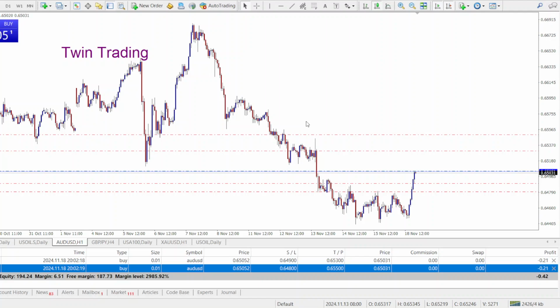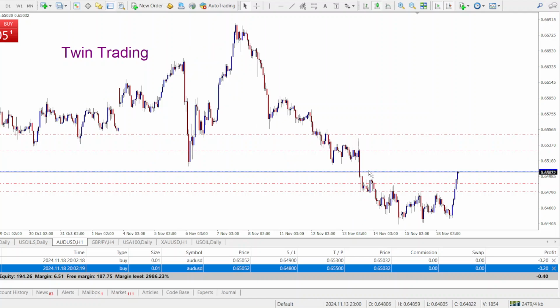And then the second step is to enter two trades at the same price point. So let's say you are risking 2% of your account on this trade. You have to split that risk equally between the two positions, which is going to be 1% per position. Now, step 3 is to set your targets.